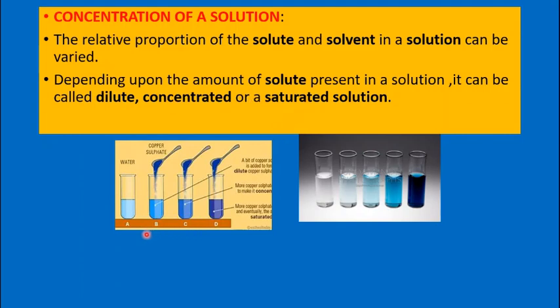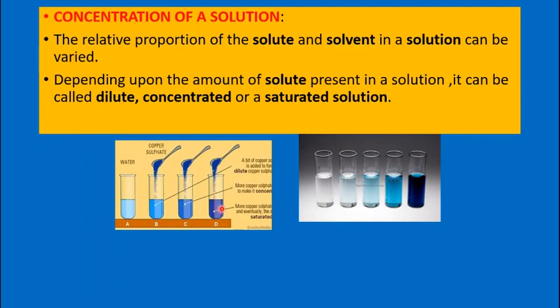Now look at the figure. This is water, which is the solvent, and copper sulfate is the solute. Four test tubes are there, marked A, B, C, D. The amount of copper sulfate, the solute, present in the four test tubes is different. In the first, it is a very little amount. In the second, it's a little bit more than that. In the third, it is more than the second. And in the fourth, it has a high concentration of copper sulfate salt.